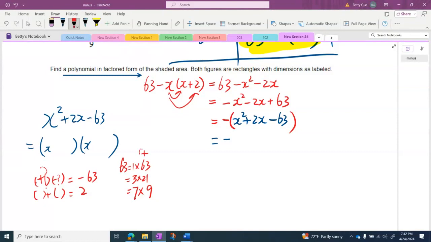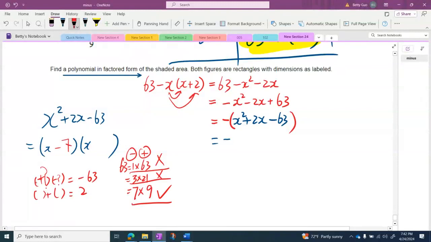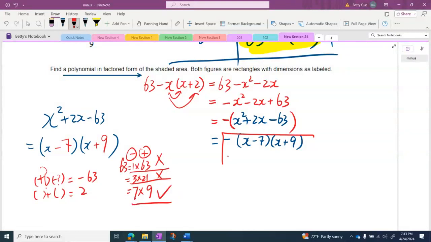So the positive number has the bigger absolute value, the negative number has the smaller absolute value. So we try this. No, no, yes. The two numbers are negative 7, positive 9. Negative 7, positive 9 multiply to negative 63, add up to positive 2. Let's put it back. The trinomial can be factored as x minus 7 times x plus 9. And this is the answer.